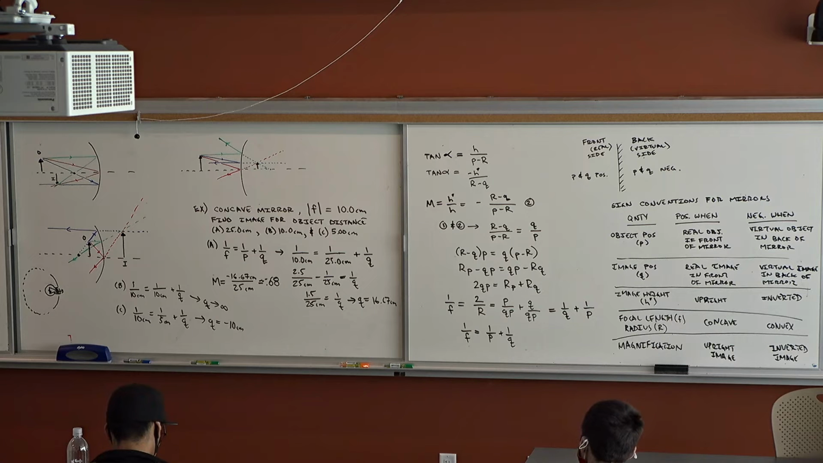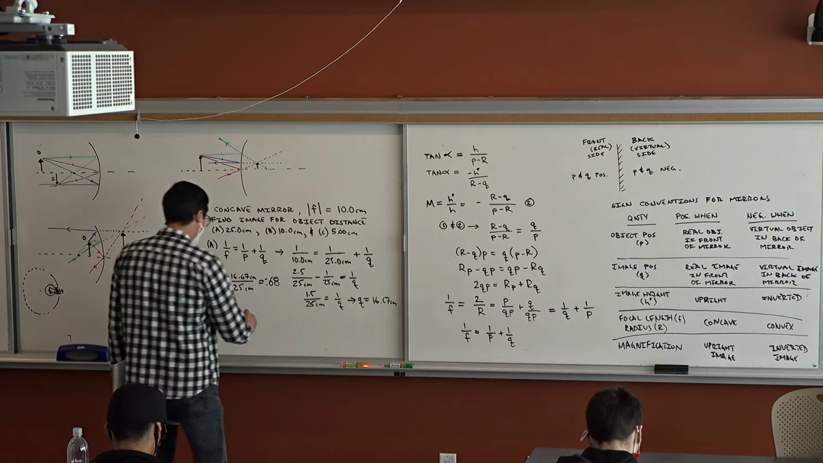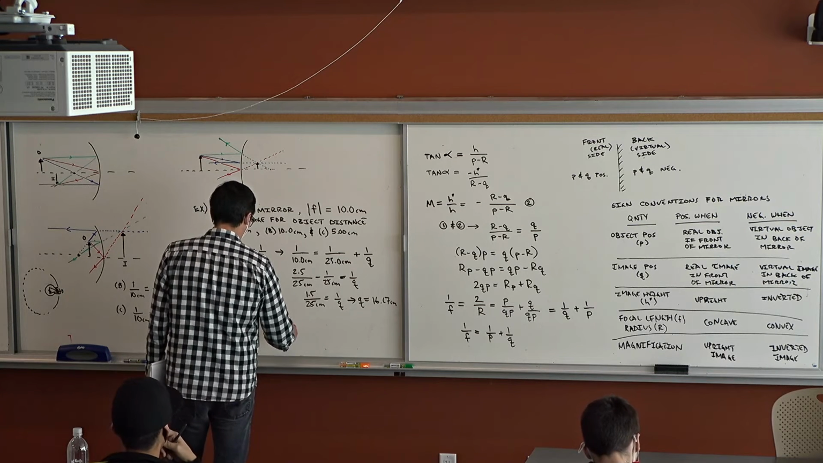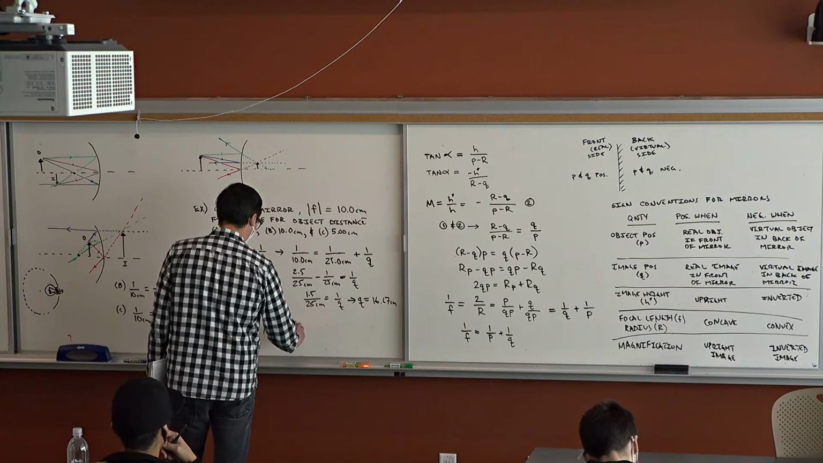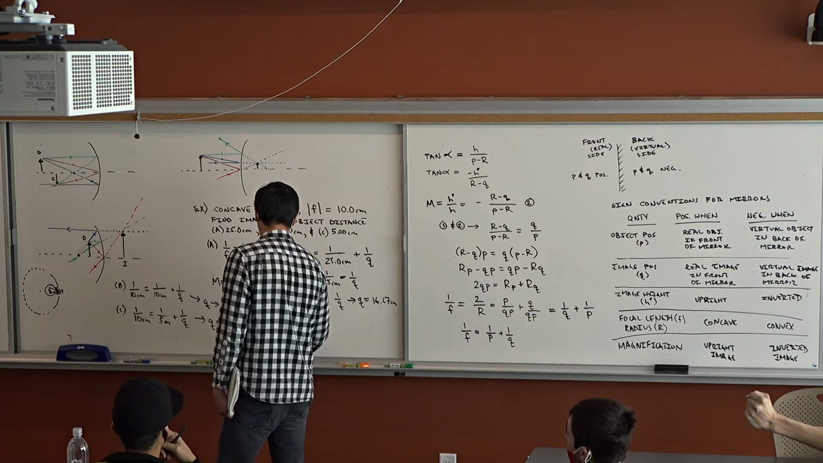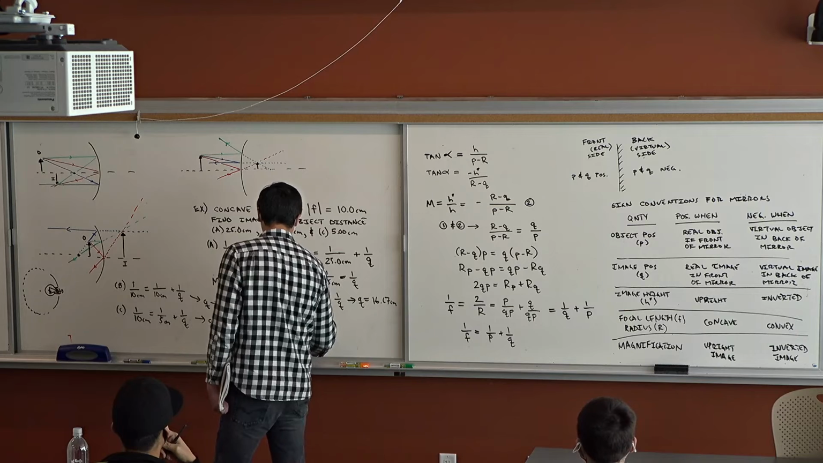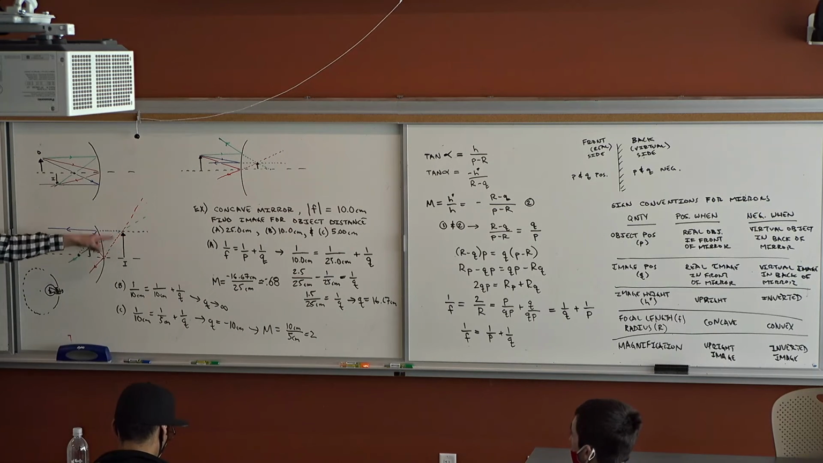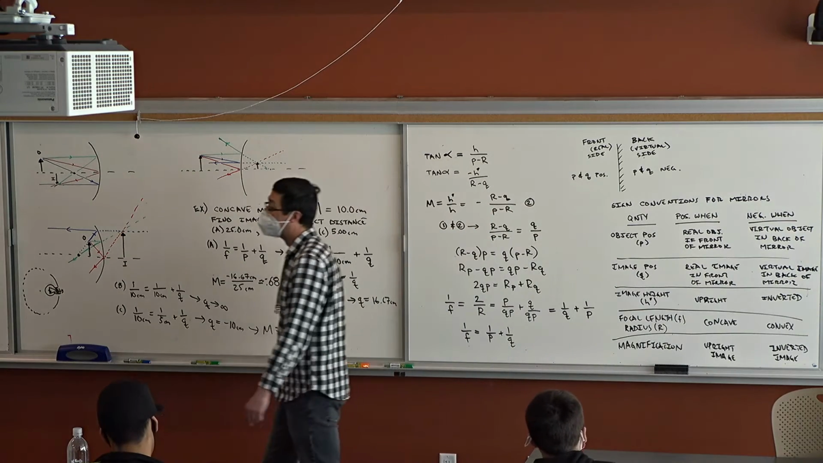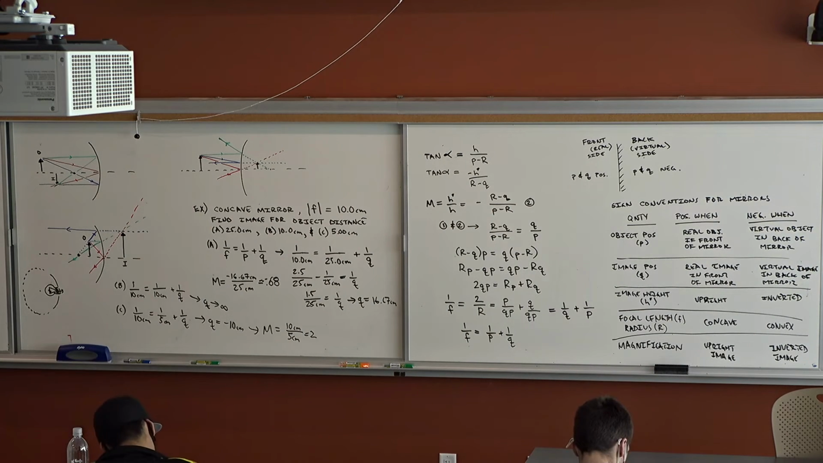Okay, thank you. So what's the magnification? Minus q is minus, minus 10 centimeters over p of 5. So I have a magnification of 2. As expected, this thing is big, right? So the fact that it's a positive magnification tells me what? That it is an upright image.